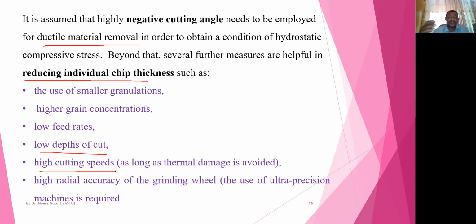It has, of course, a limited value, which is an optimized value. You cannot simply say high. How high is it? It should be specified based on optimizing the cutting tool parameters. A high radial accuracy of a grinding wheel. The use of ultra precision machining is also required. We'll see this one in chapter 5. Ultra precision machining is with high surface finish.